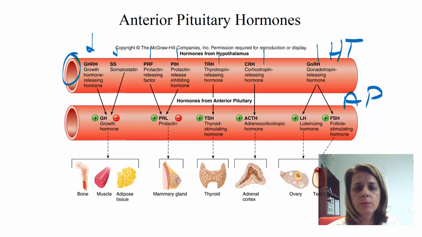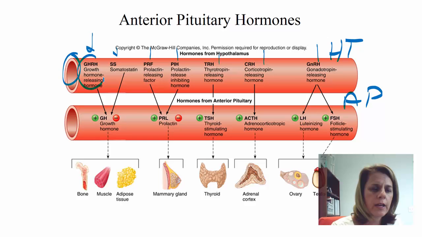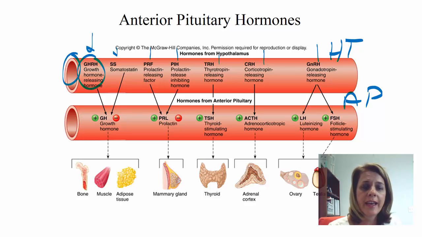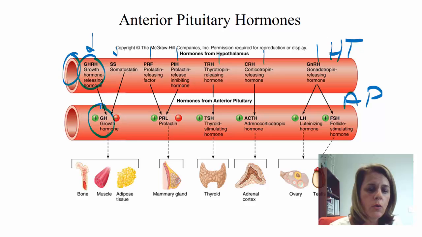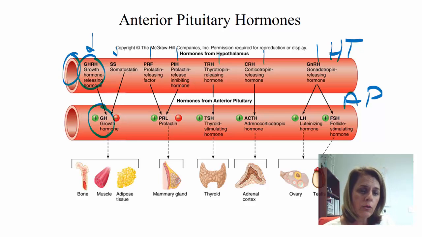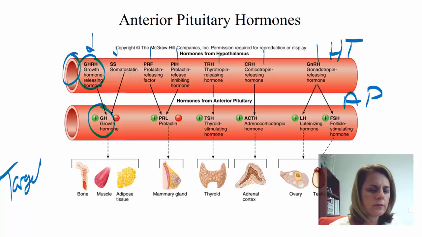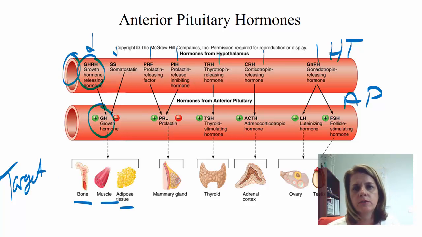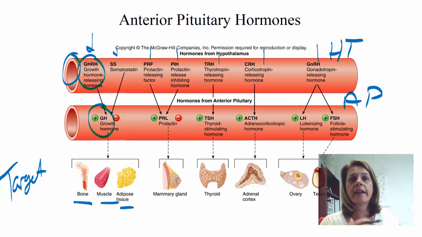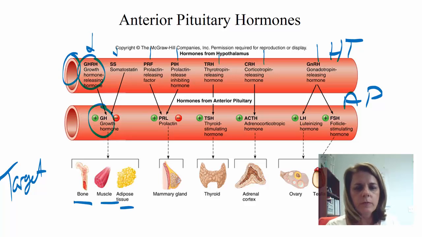That's going to travel to the anterior pituitary. Then the anterior pituitary is going to release hormones in response to those hypothalamic hormones. So if you have GHRH released from the hypothalamus, it will cause the anterior pituitary to release growth hormone into the blood. Growth hormone's targets will be bone, muscle, and adipose tissue. This is not everything, not all targets. I'm just giving you a schematic right now of some general targets that I want to make sure that you know.